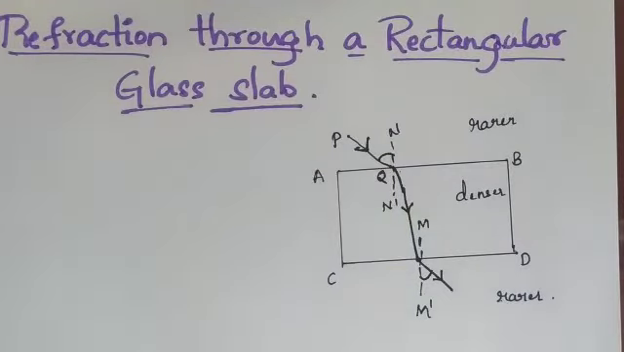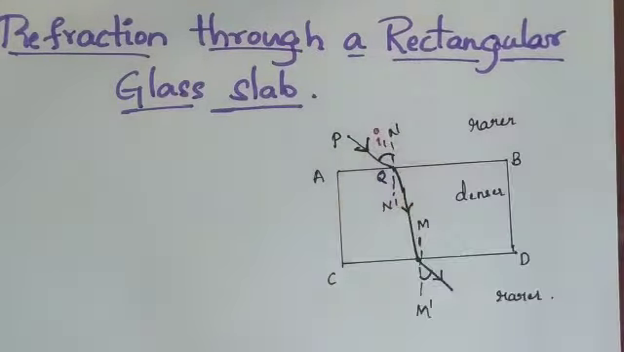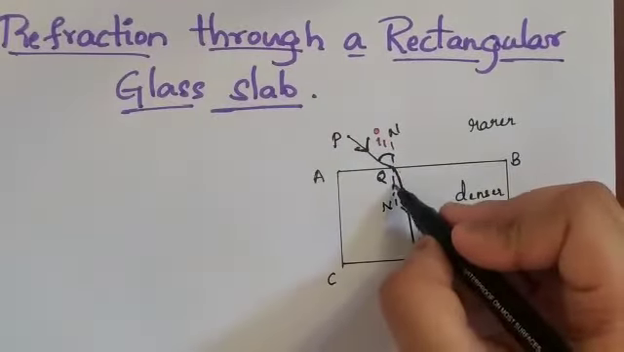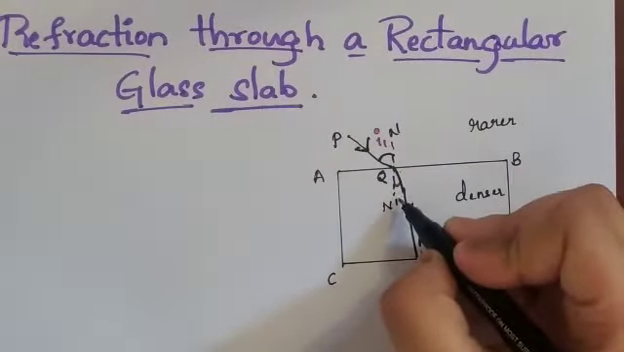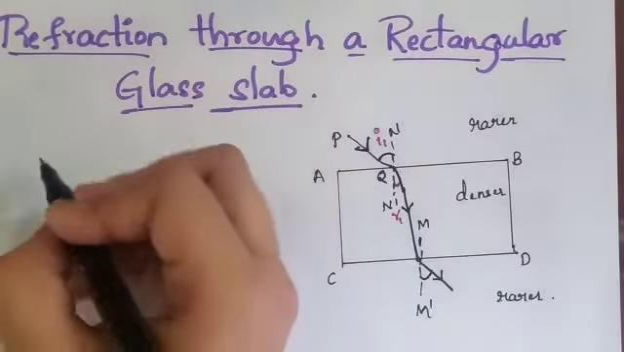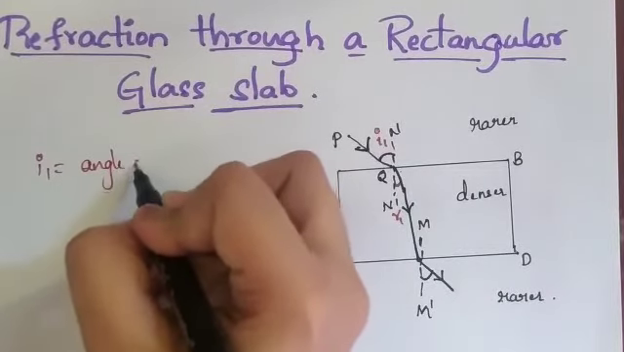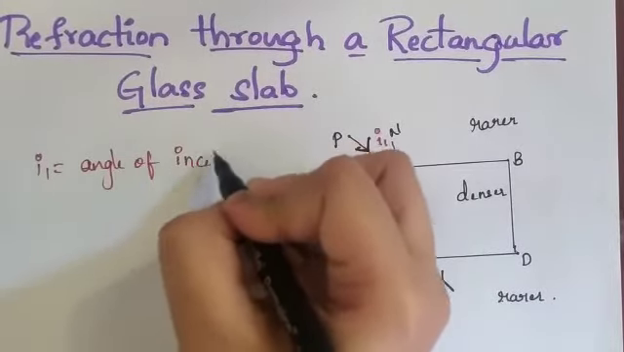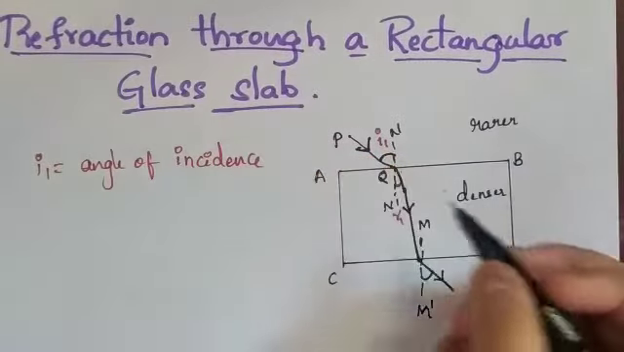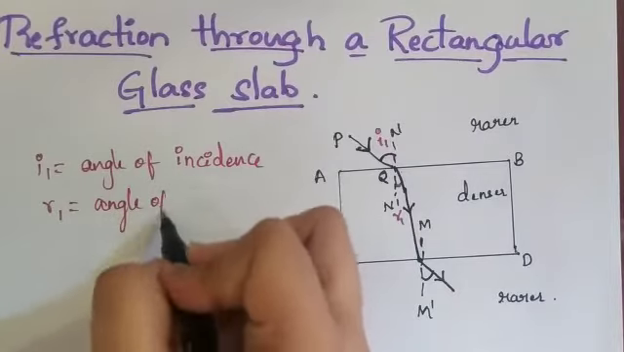Okay. So now what are the parameters we are going to denote? Let us do it. Here, the incident ray, I am going to take it as I1, and this is the refracted ray, I am going to take it as R1. I1 is the angle of incidence, and R1 is the angle of refraction.